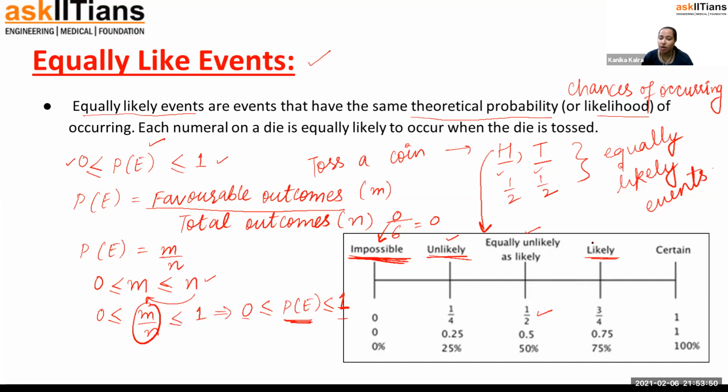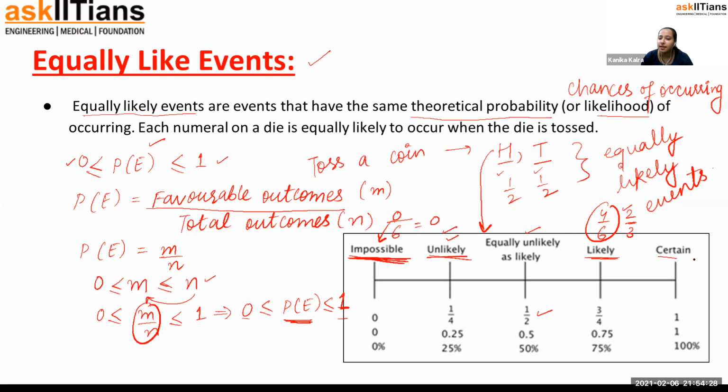Next comes likely events. Likely events are those whose probability is higher. For example, if you roll a die, probability of getting a number which is less than 5. So it would be 4 by 6, right? So 4 by 6 means it is 2 by 3. So it has more probability rather than the numbers which are greater than 4, greater than 5. So greater than 5 would be unlikely and less than 5 would be likely, because for unlikely the probability is less and for likely the probability is higher.